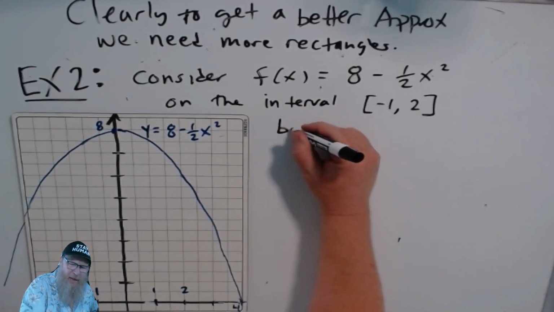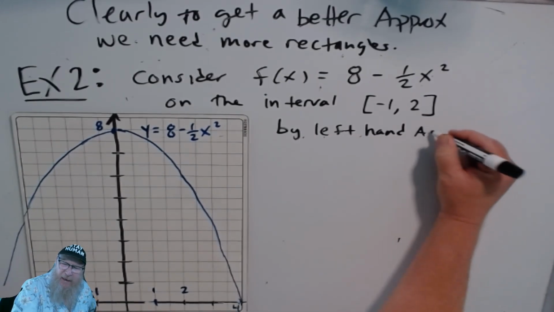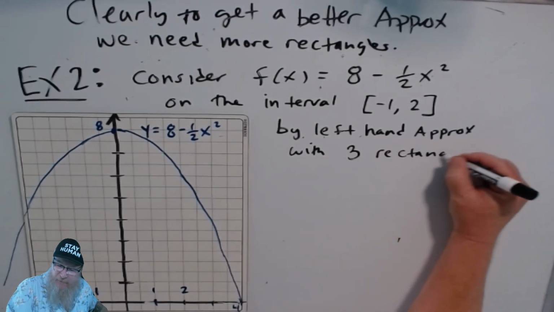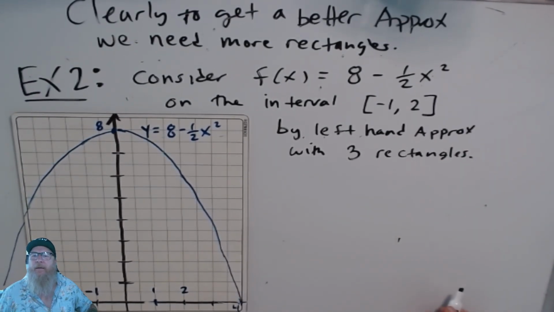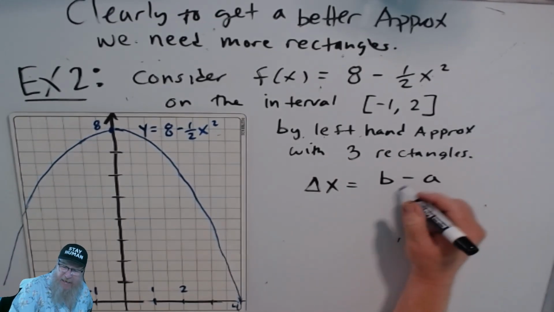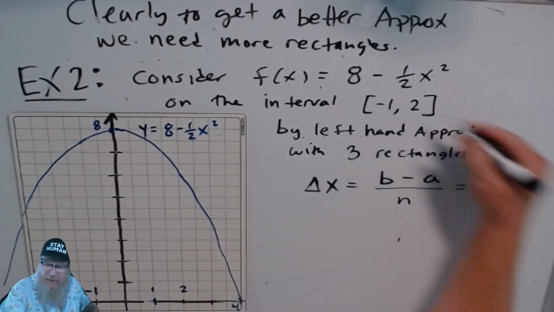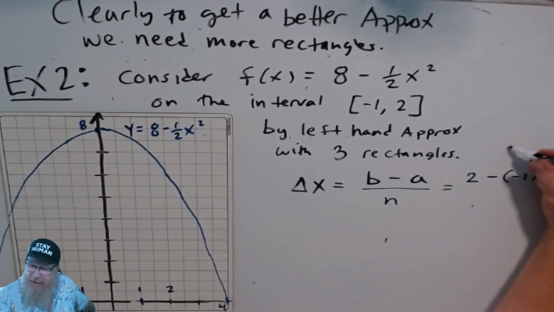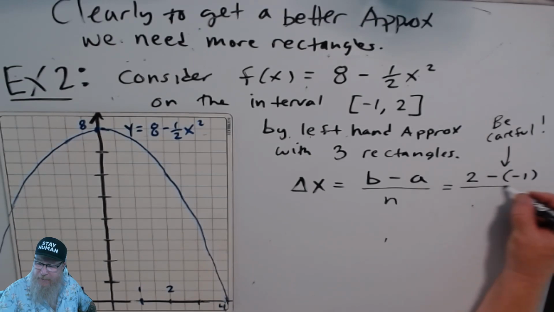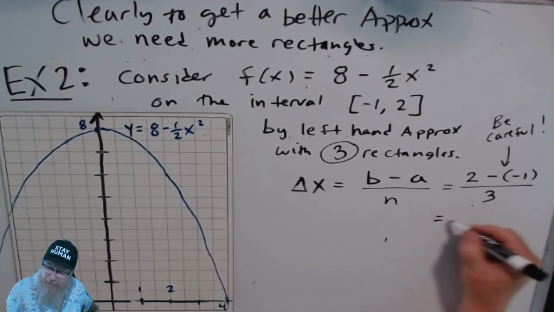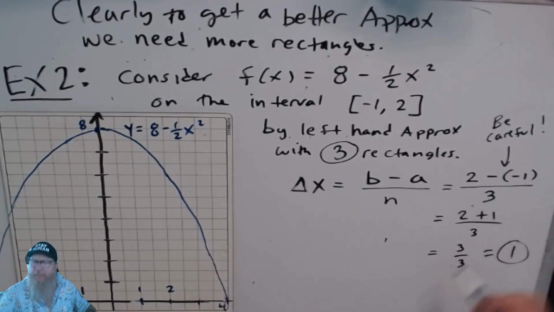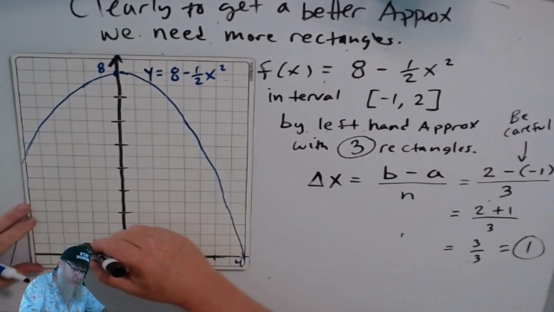And let's just do left hand. By left-hand approximation with 3 rectangles. All right, so we've got delta x. Let's do that first. Practice the recipe. B minus A over N. So B is 2 minus A. A is -1. Be careful with double negatives. I've seen people go 2 minus 1 and get it wrong. It's 2 minus -1 divided by N. N is the number of rectangles, which is 3. So each rectangle will have width 1, which I hope is pretty obvious when you see the graph.